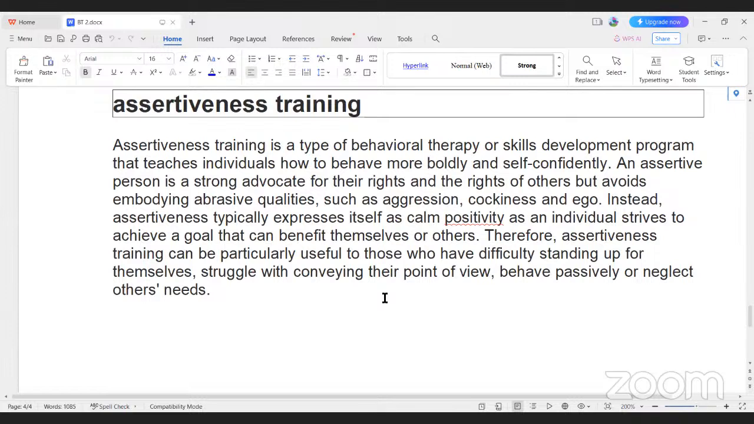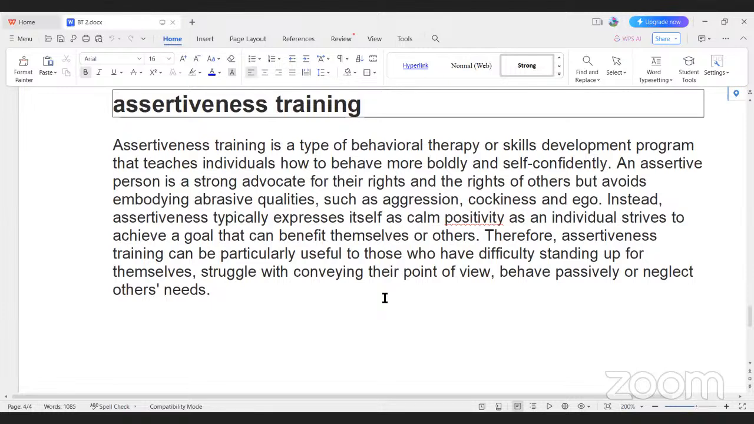Assertiveness training can be particularly useful to those who have difficulty standing up for themselves. They sometimes feel uneasy even asking for their requirements. They think, why unnecessarily should we ask? That is normally submissiveness. To reduce the submissiveness, assertiveness training will help children and elders a lot. Without hurting others, we can convey the messages through assertiveness training. That is the skill of assertiveness training.